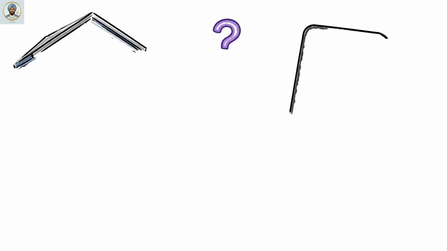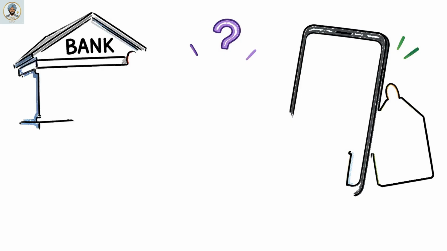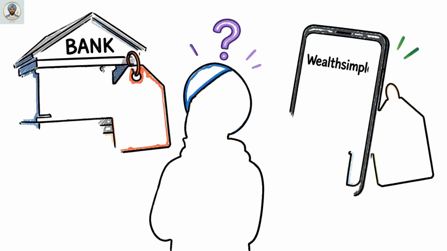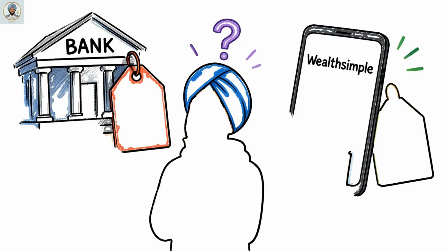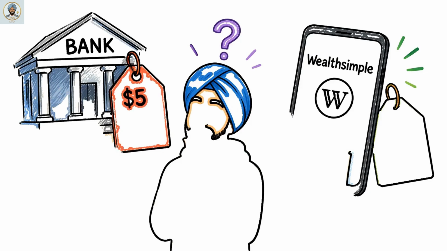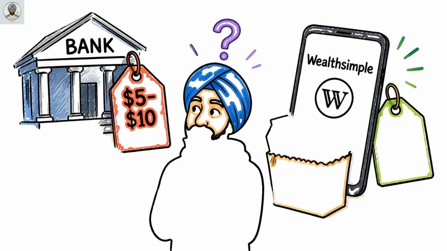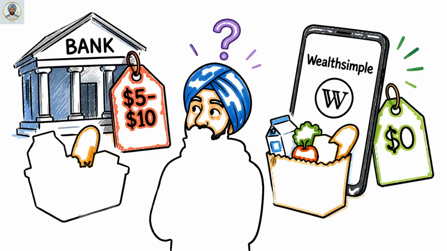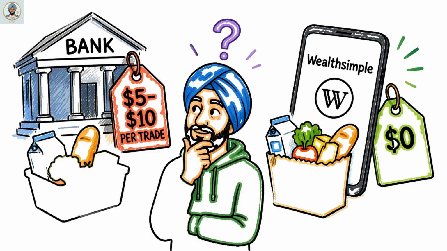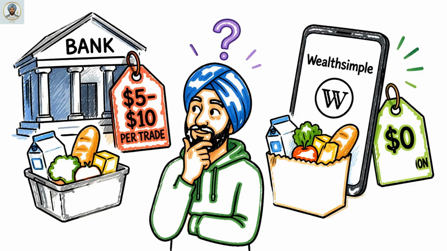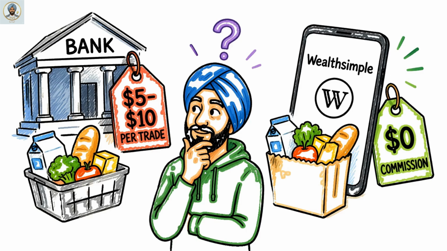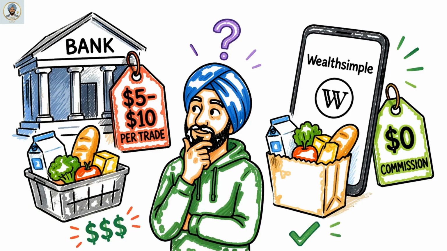Now, why Wealthsimple and not one of the big banks? Think of your bank's investing platform like buying groceries at a hotel. Yes, it works, but you're paying 4 times the price for the same product. Wealthsimple charges 0 commissions to buy or sell. The big banks often charge $5 to $10 per trade on top of their mutual fund fees.